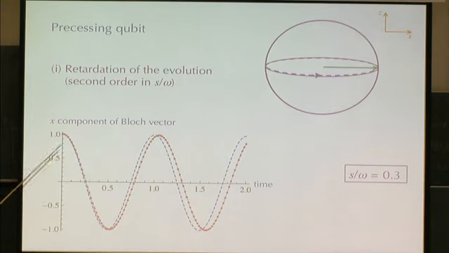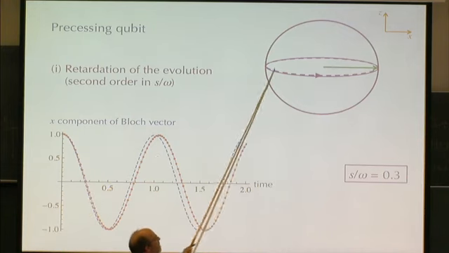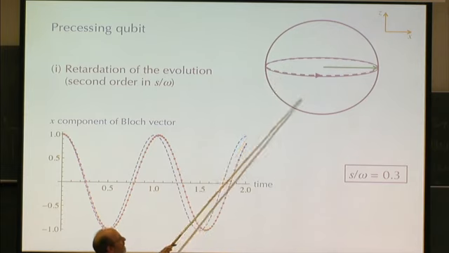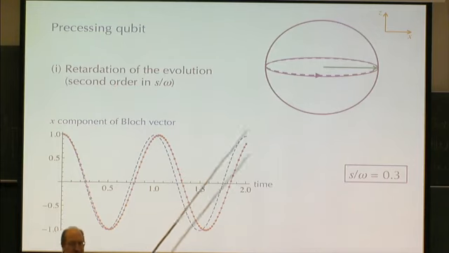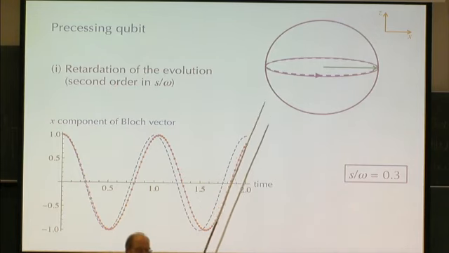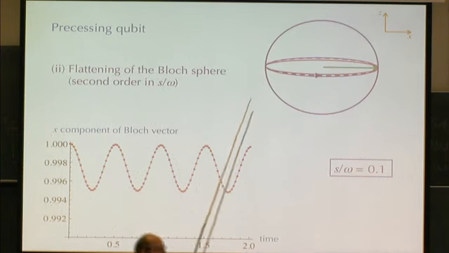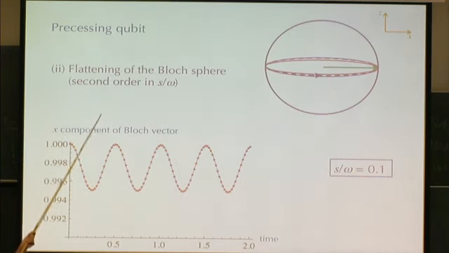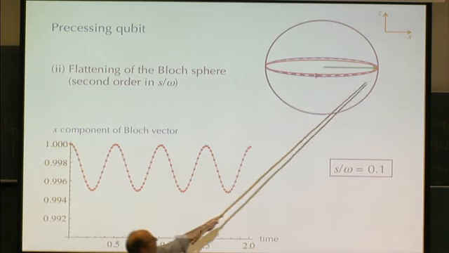So the first effect you see is a retardation of the process. So here's this qubit precessing around. The way it looks in our theory is it just goes slower. There's more to say about that, but I'm going to jump ahead to the next effect. So this is an ugly effect: flattening of the Bloch sphere. So here it is. Here's the qubit precessing around.